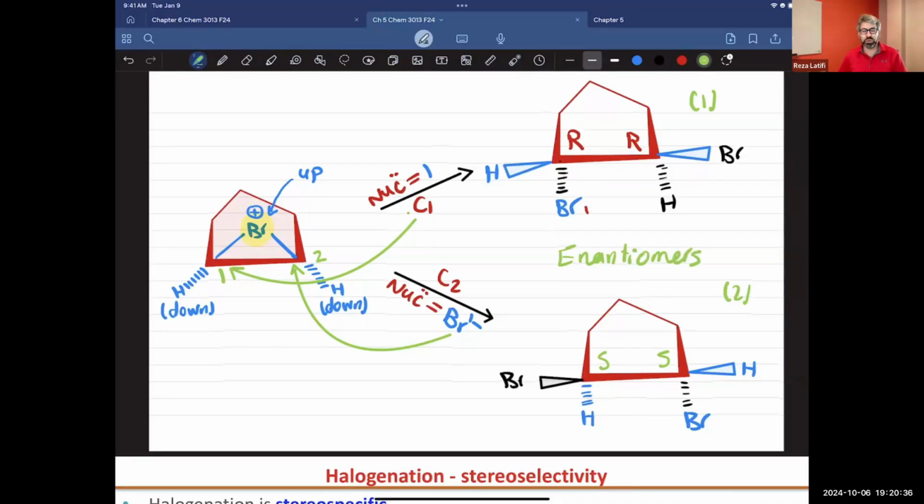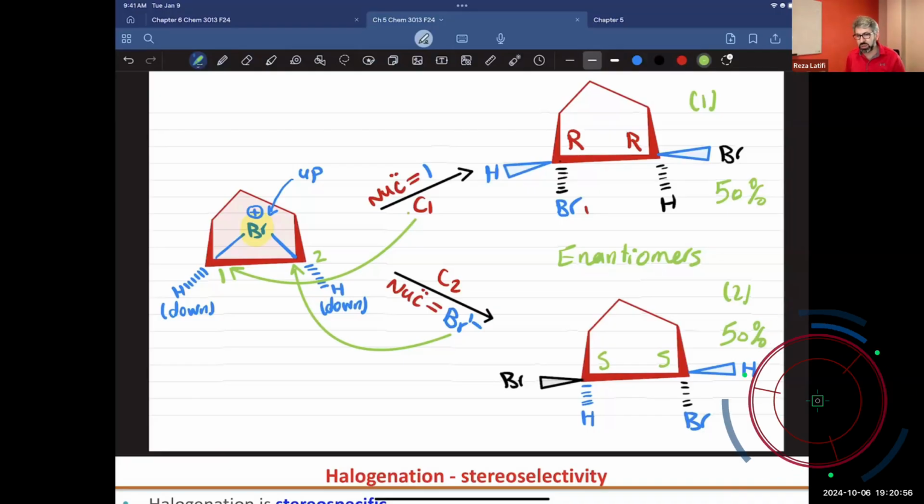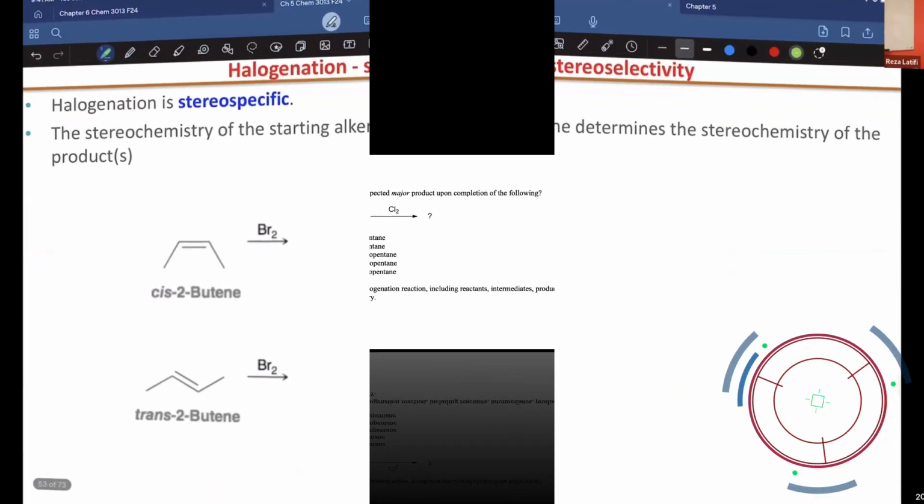And again, we don't have a mirror or inversion center, so each one is optically active. But we're going to get 50% from each one. So the mixture will not be optically active because we have 50-50 from each one. But the relationship between them is enantiomeric technically. Okay, next one.